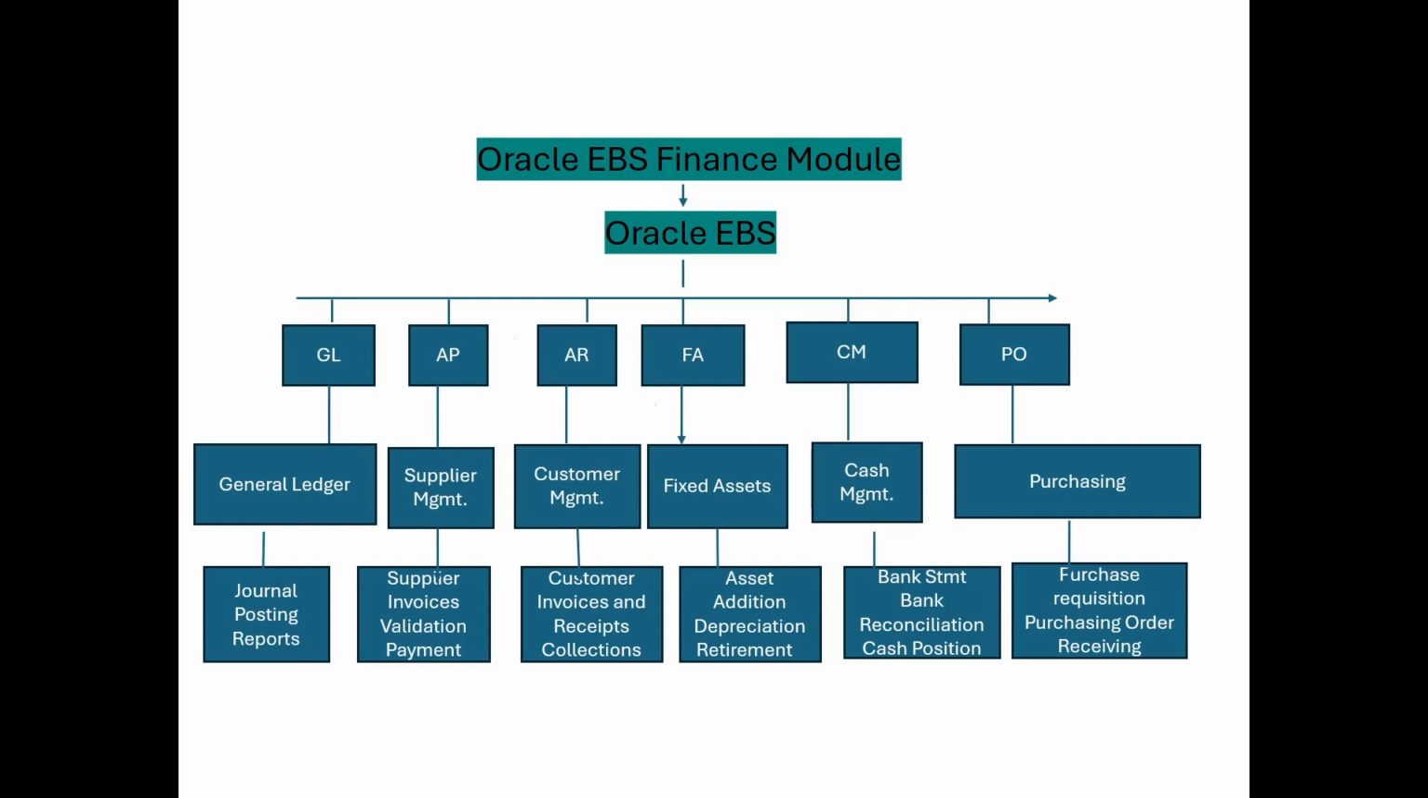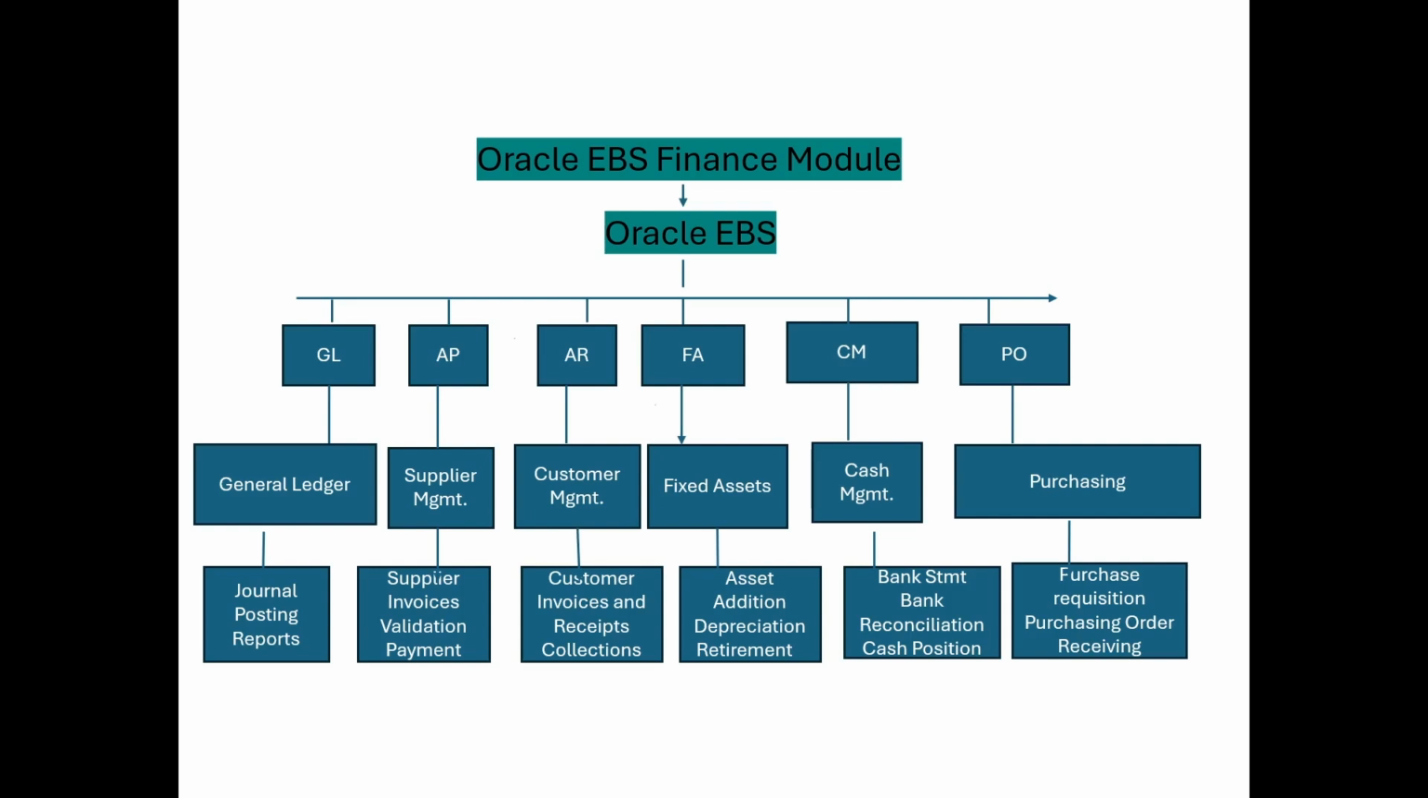Then let's come to the General Ledger. The General Ledger is the core accounting module in Oracle EBS. It records all financial transactions from different business areas such as expenses, revenue, payments, receipts, assets, depreciation, and general entries. It is then used to prepare financial statements like the balance sheet and the profit and loss statement.